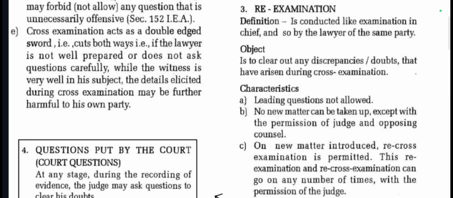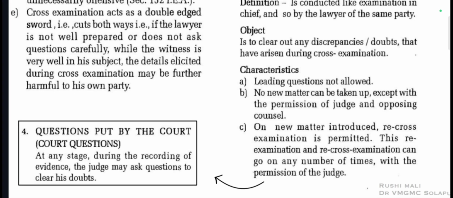What are the features? Leading questions are not allowed. No new matter can be taken up except with the permission of the judge and opposing counsel. On new matter introduced, re-cross-examination is permitted. This re-examination and re-cross-examination can go on any number of times with the permission of the judge. So we just saw this. We all know this: "Order, order" and "Objection overruled." These statements are continuously going to happen in court, in the scenario which they show us in movies. So that is nothing but re-examination, re-cross-examination, and the process continues.